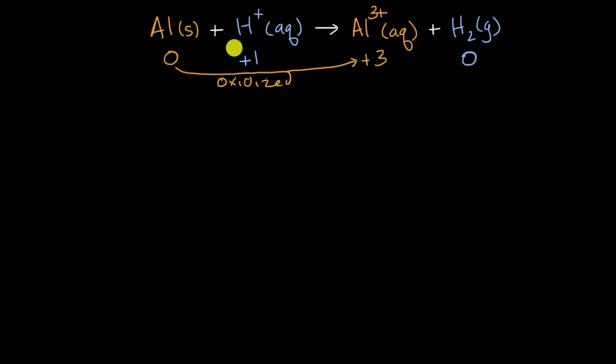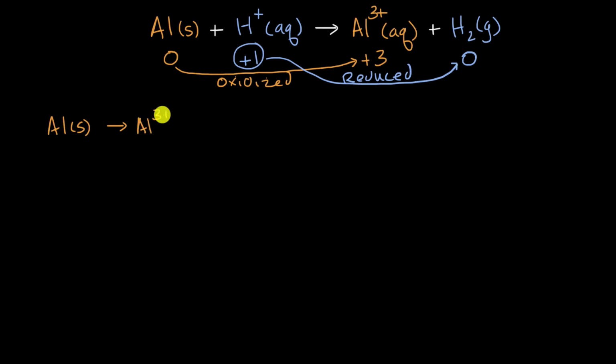And if you look at the hydrogen, we're going from a +1 to a 0. If your oxidation number is reducing, you are being reduced. So now let's set up both of the half reactions, the oxidation half reaction for aluminum and then the reduction for hydrogen. So first for the aluminum, we have an aluminum solid, and its half reaction is going to a form of aluminum with a +3 charge in an aqueous state.